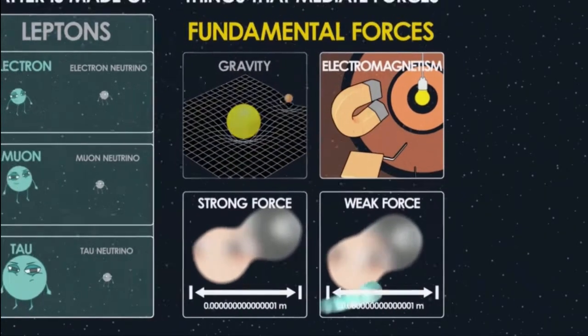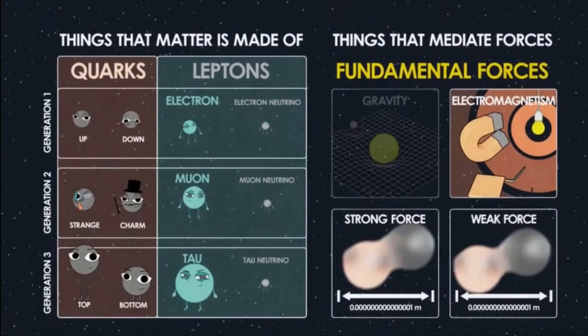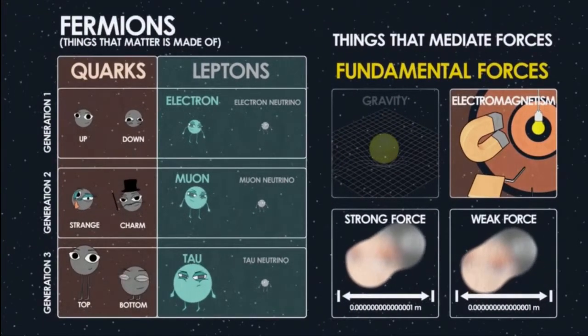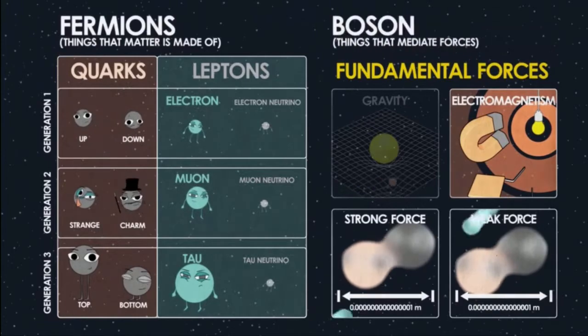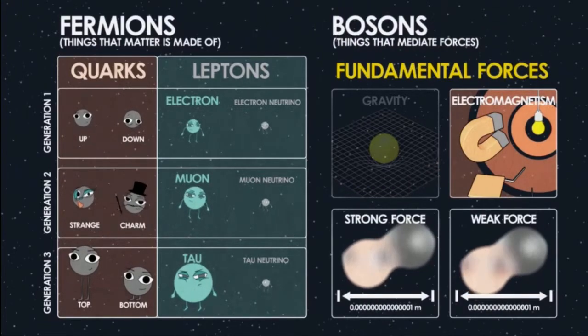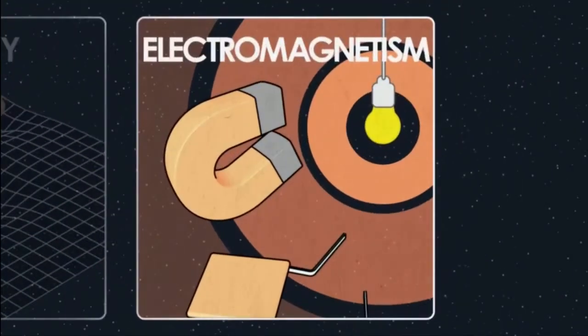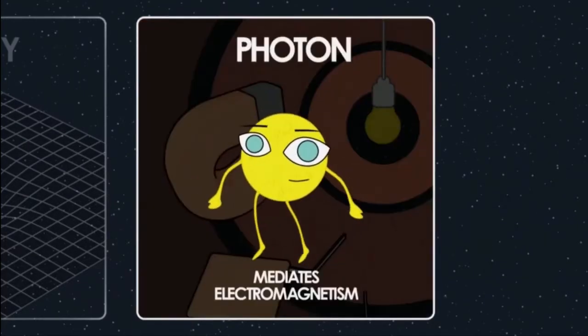Not quite. The particles that make up stuff, we call those fermions. The particles that carry forces, we call them bosons. There is one boson for electromagnetism. So electromagnetism works the way that you think it would, and it has a boson that a lot of people have heard of, the photon.